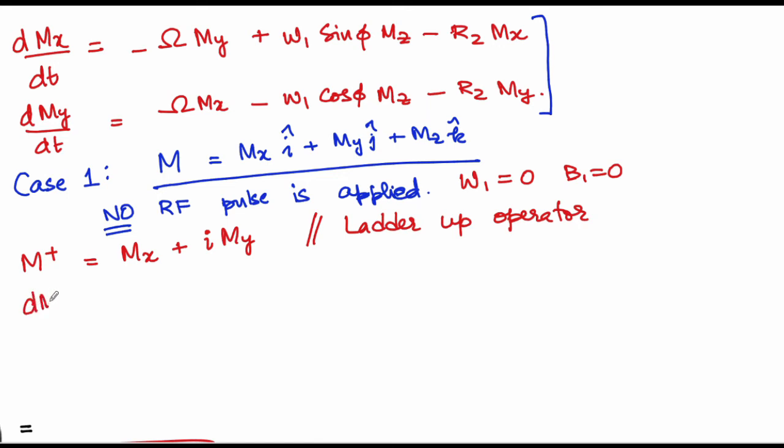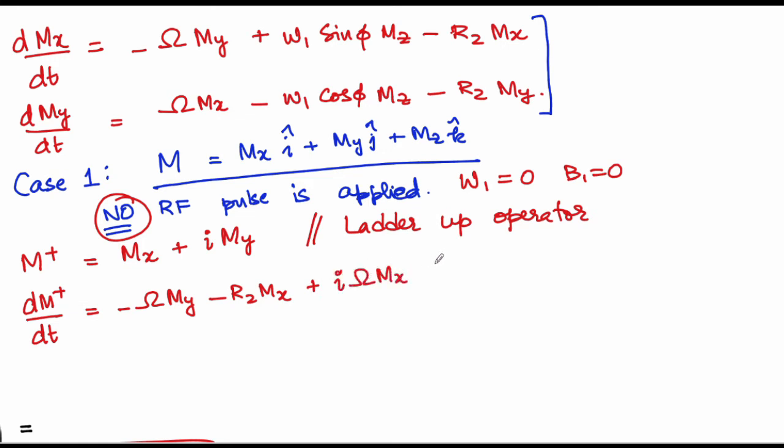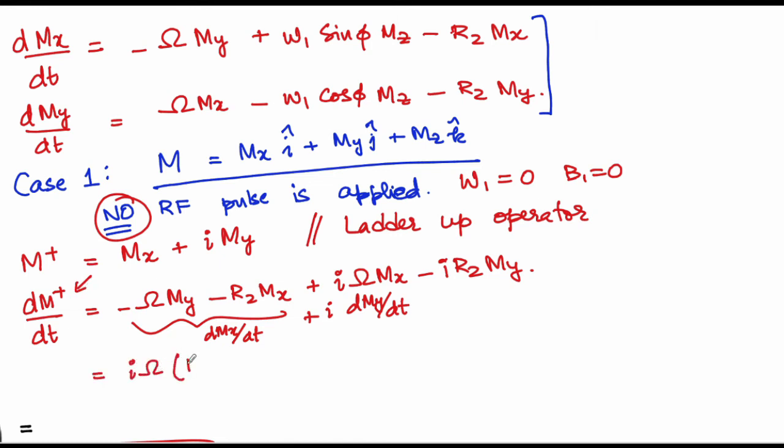So therefore, dm plus over dt in the absence of an RF pulse would be equal to the x component, which is minus capital omega my minus r2 mx, plus i times (capital omega mx minus r2 my). That is dmx over dt plus i times dmy over dt, so as to get dm plus over dt. With i omega out common, you have mx plus i my.